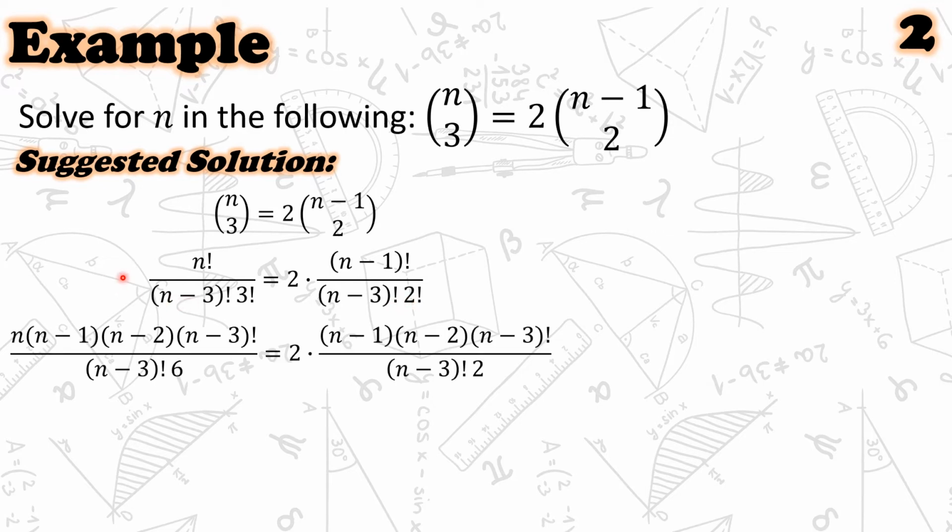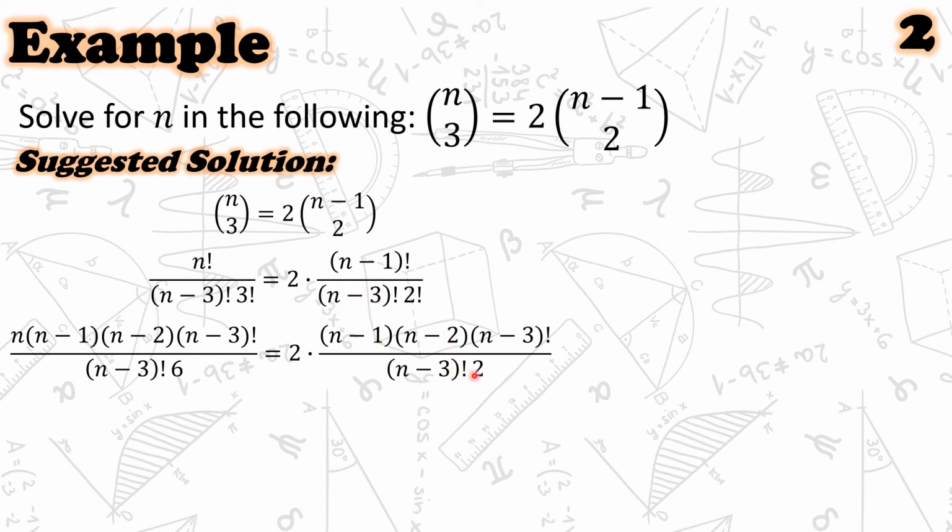Let us evaluate further. n factorial can be written as n times n minus 1 times n minus 2 times n minus 3 factorial. We stop at n minus 3 factorial since we have n minus 3 factorial in the denominator. On the right hand side, n minus 1 factorial is equal to n minus 1 times n minus 2 times n minus 3 factorial, and also we stop here because in the denominator we have n minus 3 factorial.